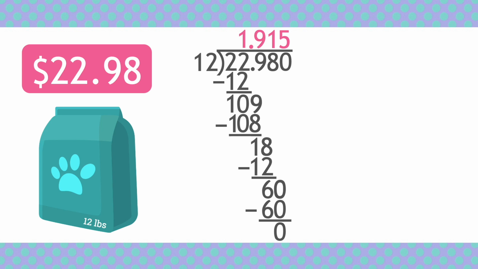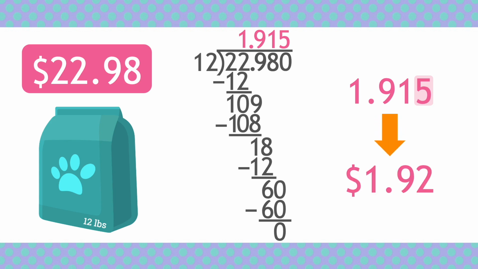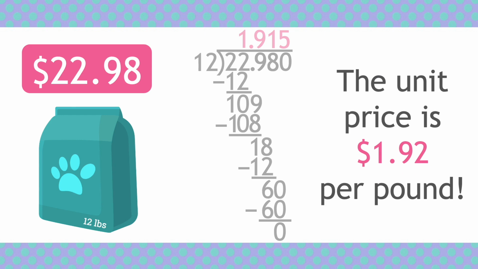Maybe you noticed this answer looks a bit different because it has 3 digits to the right of the decimal point, ending in the thousandths place. Sometimes this happens when we divide. Since we're dealing with money, though, we need to round this decimal amount to the hundredths place. 1.915 is in between $1.91 and $1.92, but because there is a 5 in the thousandths place, 1.915 rounds to $1.92. The unit price for the 12-pound bag of dog food is $1.92 per pound.